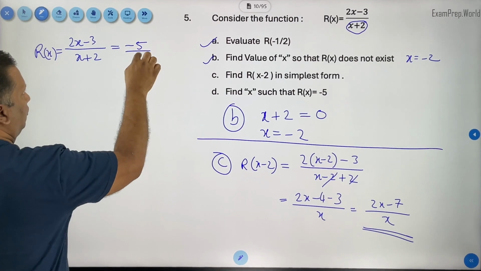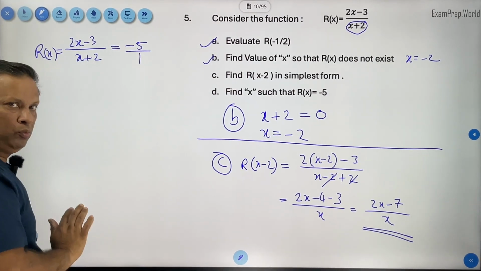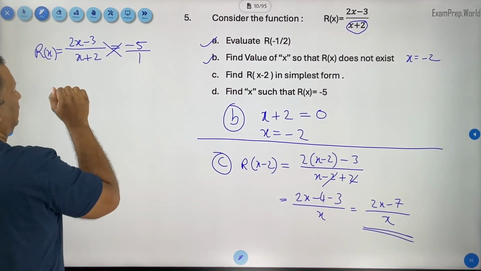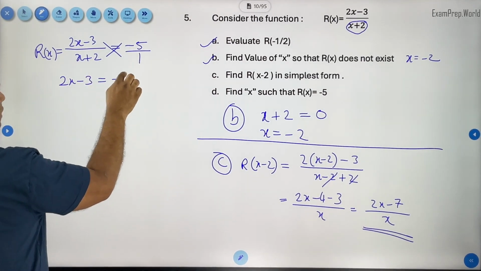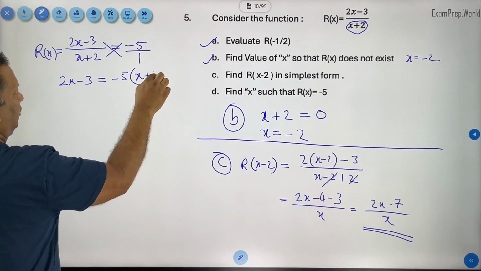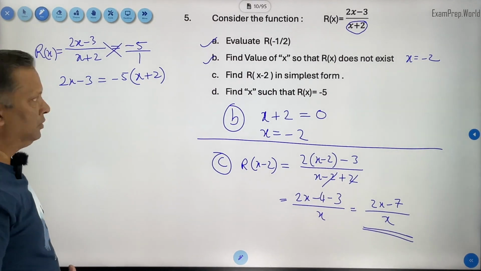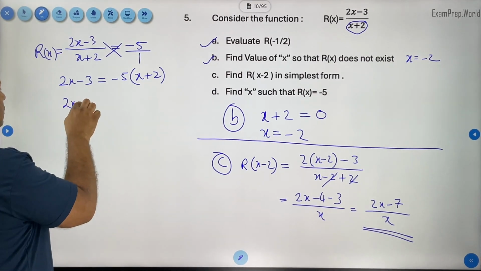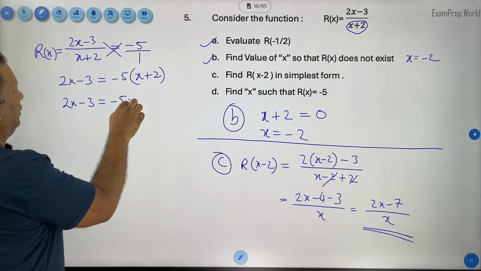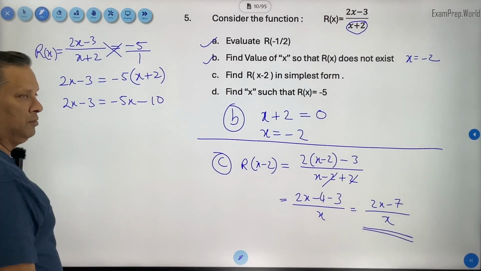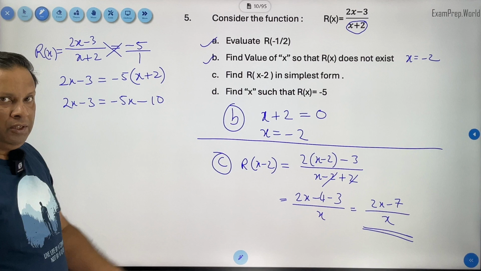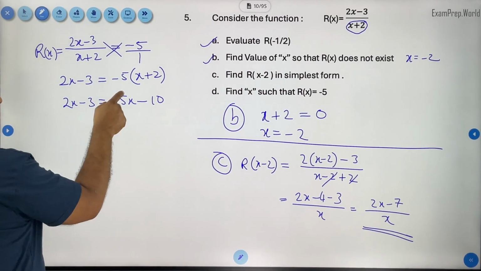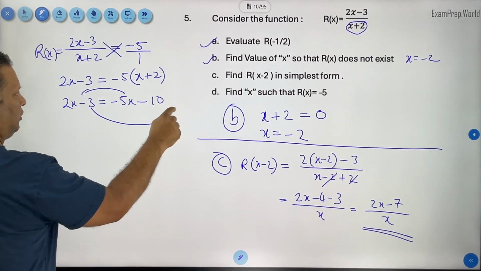Cross multiply. Put 1 here, because if nothing is there, that means 1 is there. Cross multiply like this. So, 2x minus 3 equals negative 5 times x plus 2. Okay? So, it is 2x minus 3 equals negative 5x minus 10. Now, x terms on one side and the constants on the other side. I bring this negative 5x over here and take this 3 over here.